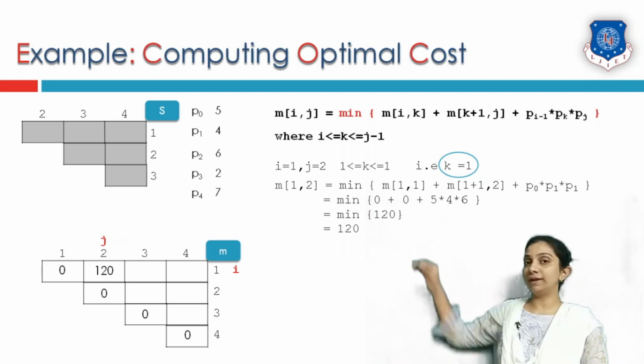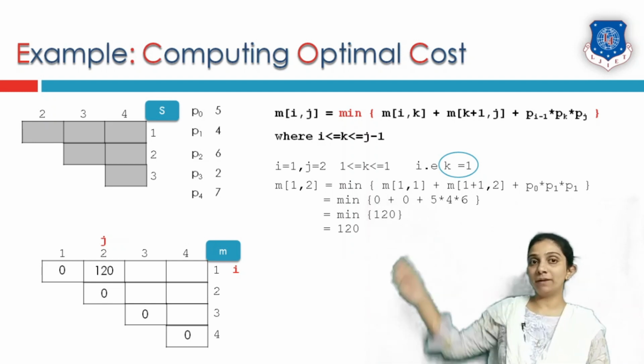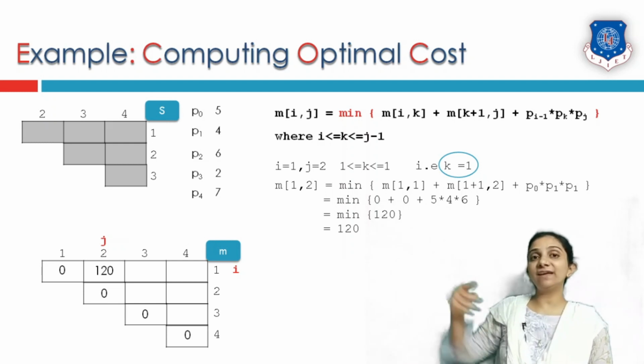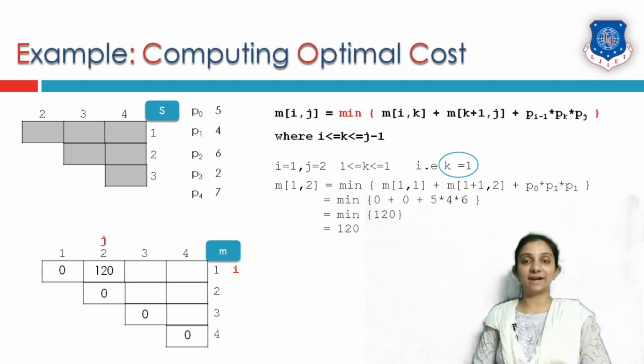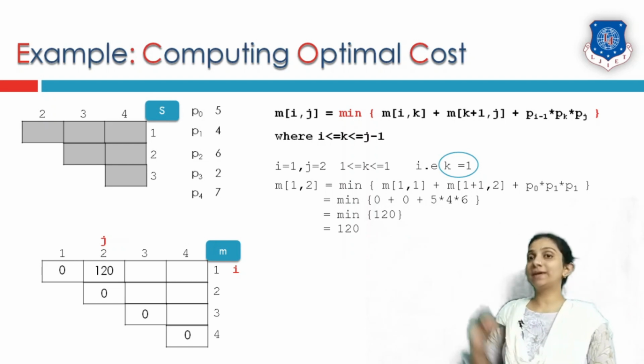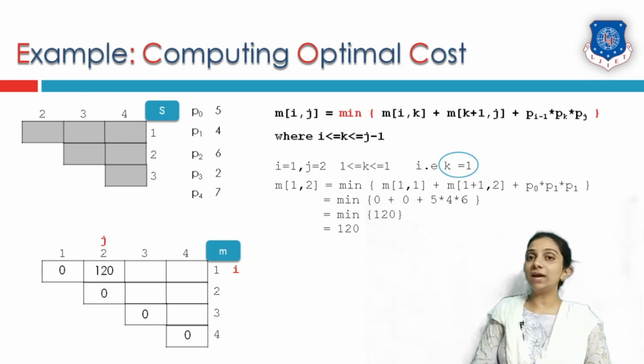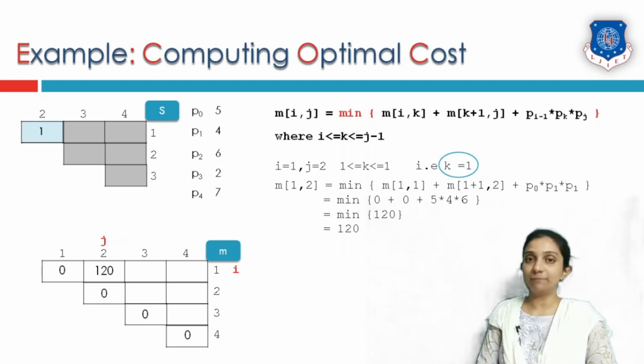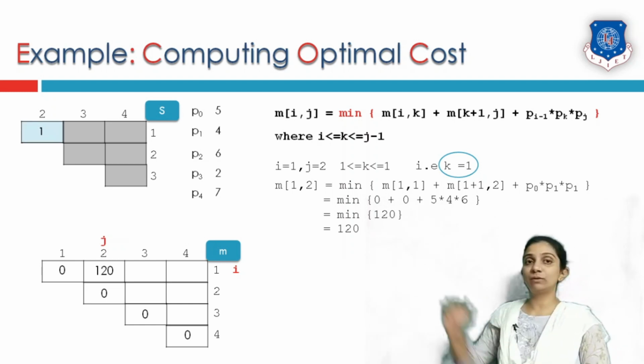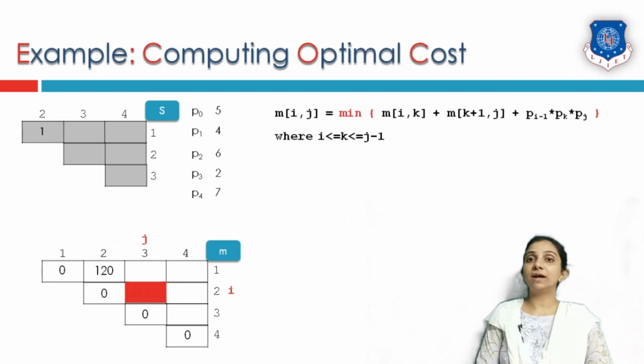Also in our S table, in the row 1 column 2 cell, we are going to put the k value whose value is being selected inside M. So for k equals to 1, the minimum value turned out to be 120. That's why k equals to 1 will be filled up inside my S table. Now we will again work on another cell.